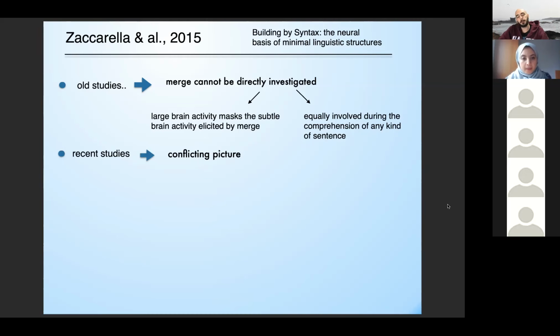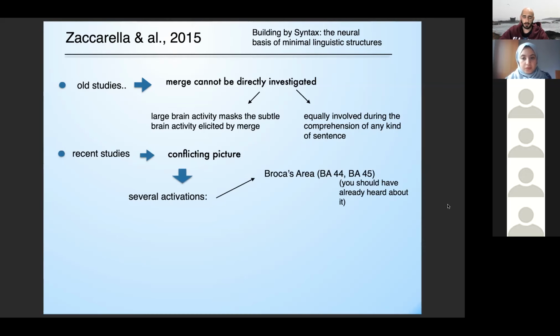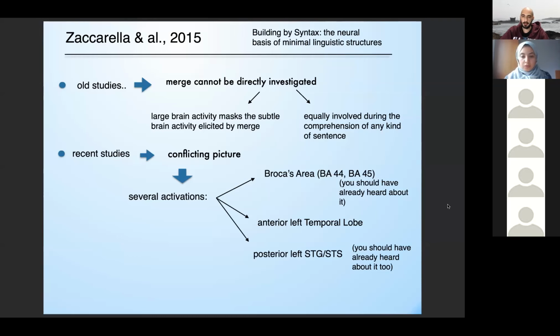Right, so some recent studies provide a conflicting picture. For instance, they found activation of Broca's area, right? That you might have heard about. And the anterior temporal lobe that we haven't really talked about, because the anterior left temporal lobe is considered separate from the areas that we talked about, like STG, STS, and so on. They are more posterior. And then finally, the posterior STG, STS. And again, you have heard about this. And also some other areas, like for instance, the anterior insula or the frontal operculum.